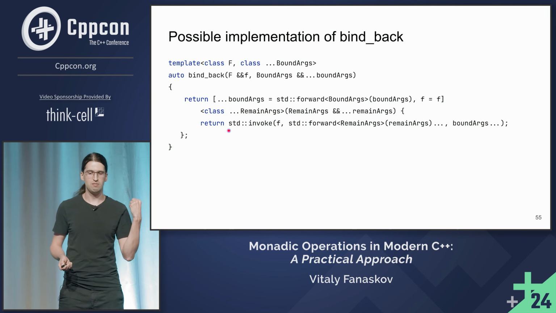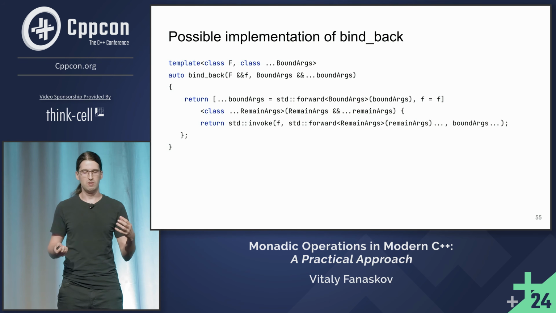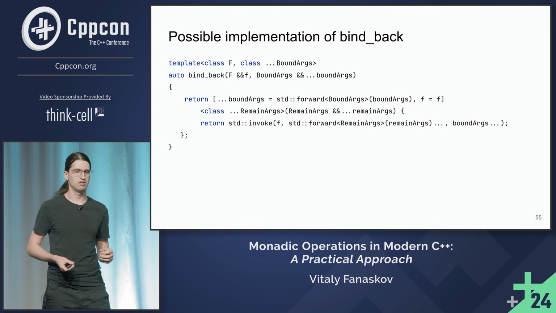This returns a new lambda. When this lambda is invoked, you take the remaining arguments, you invoke f, you pass the remaining arguments, and you pass what was bound at the back. So that's how it works. The difference between back and front is the difference between all of this: we basically put the bound arguments here instead. Just a swap in places.